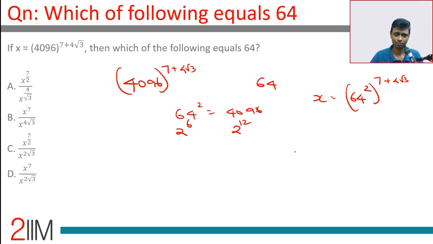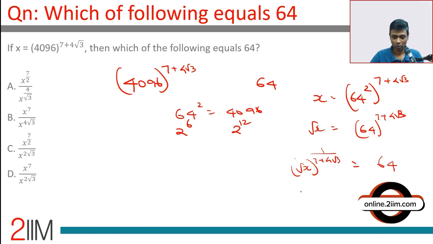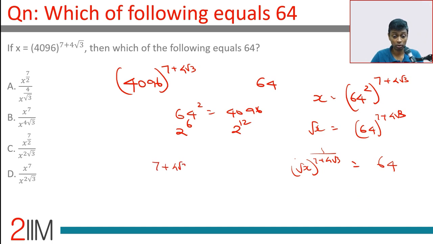Fine. The second thing, which of the following equals 64? So we still don't know how to get to 64 from here. And so we can say square root of x is 64 to the power 7 plus 4 root 3. Or square root of x to the power 1 by 7 plus 4 root 3 is 64. 7 plus 4 root 3 is a beautiful number. For 7 plus 4 root 3 into 7 minus 4 root 3 is 7 square, 49, minus 16 into 3, 48, which is 1. The reciprocal of 7 plus 4 root 3 is 7 minus 4 root 3.